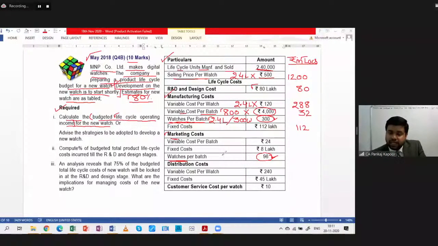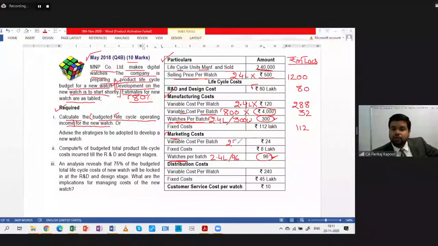Can anyone tell me how many batches we need to market? Again, same formula. 2.4 lakh watches we need to market, and the batch size is 96. Please answer this now quickly, all of my friends. How many batches do we need to market?